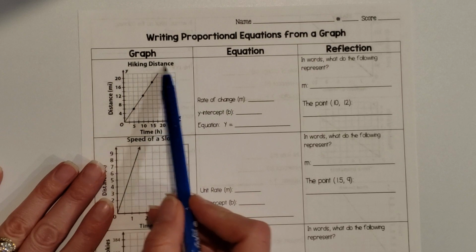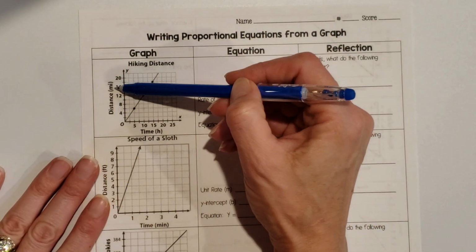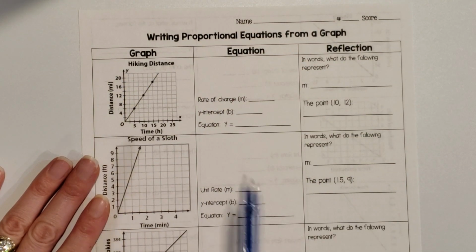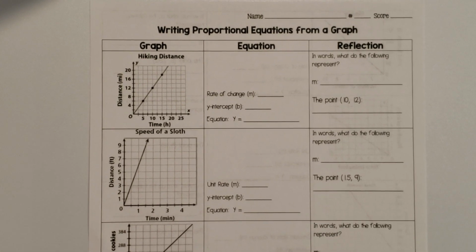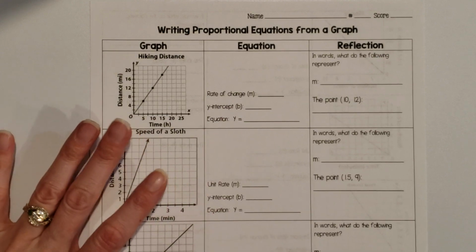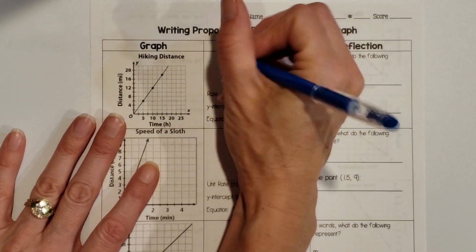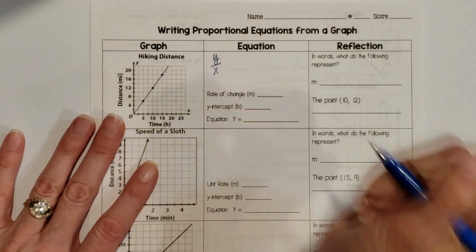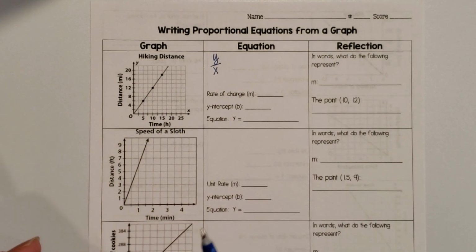In this case, the hiking distance one, we're comparing distance to time, and the distance is in miles and the time is in hours. That's what the H stands for. If you remember from proportional tables, they have a constant rate. You take your Y value and divide it by your X value, and if they constantly reduce to the same ratio, then they were proportional because they had a constant rate of change.